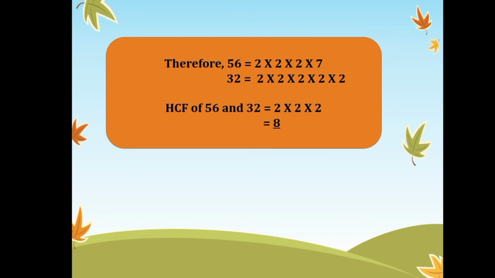Now by comparing both, what is common is 2, 2, 2. So the common factors are 2. 2 multiplied by 2 gives you 4 and 4 multiplied by 2 gives you 8. So the HCF of 56 and 32 is equal to 8.